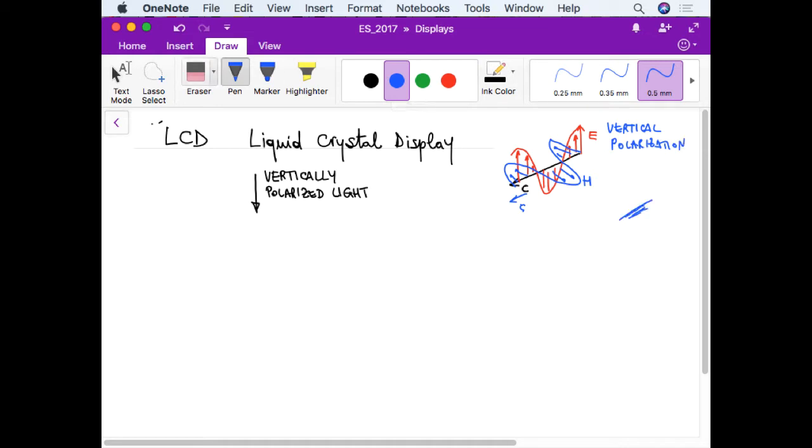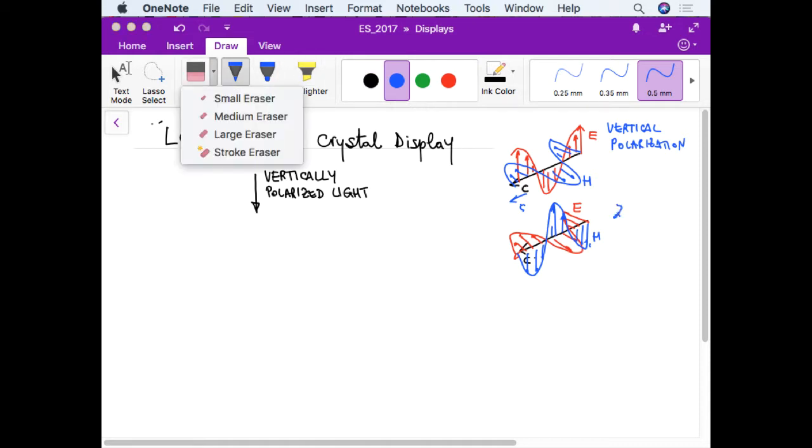You can have a horizontal polarization, and in the case of a horizontal polarization, the electric field oscillates in the horizontal plane, like this. So this is the intensity of the field at various positions, and of course you have the magnetic field, which is instant by instant orthogonal to the electric field, and this is a horizontal polarization.